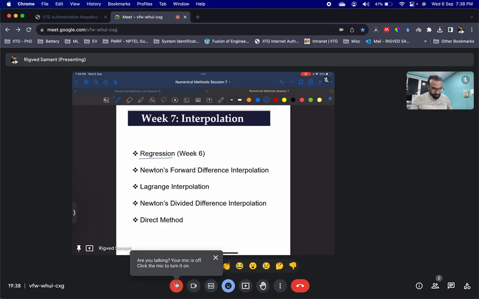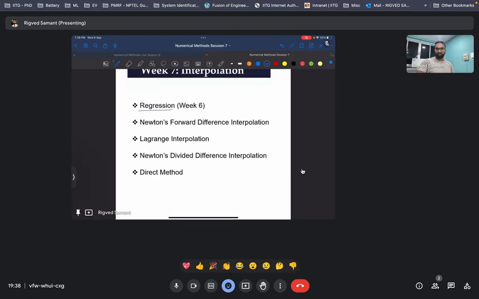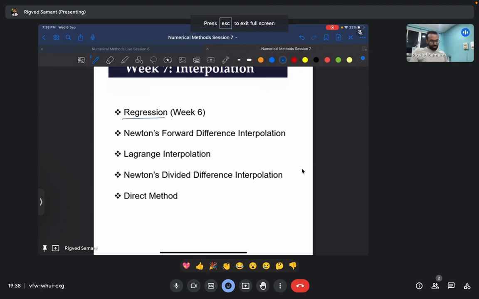So in interpolation, we have discussed, the professor discussed, 3 different methods: Newton's forward difference, Lagrange's interpolation, and Newton's divided difference. And the direct method is also there, which I will briefly discuss with you. So first is Newton's forward difference interpolation.